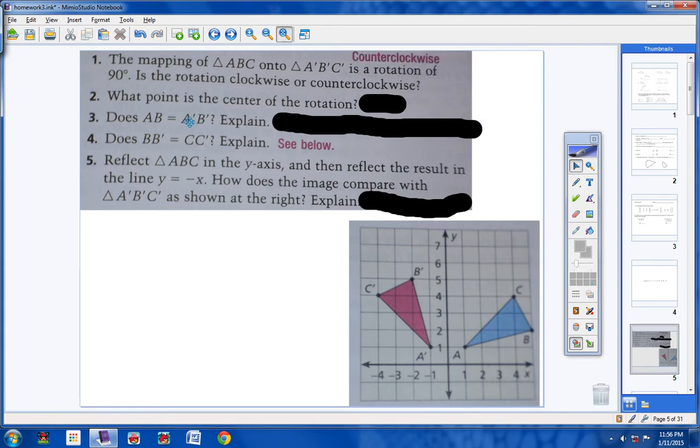What point is the center of the rotation? Now, students, think about this. It's a 90-degree rotation, okay? So there's no way the point's here, because I would draw a line from here to here, and then from here to here, and that rotation would be about, what? I don't know. Definitely not 90 degrees. But if the point's right here, that's exactly 90 degrees.